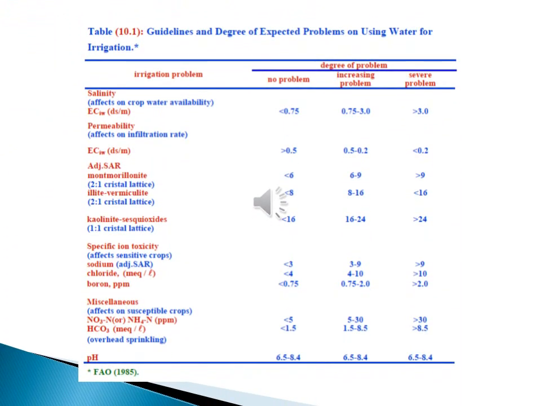Table showing the guidelines and degree of expected problems on using water for agriculture. Look, my dear, at the irrigation problems concerning salinity, permeability, adjusted sodium absorption ratio under different clay species, specific ion toxicity, miscellaneous, and pH also.